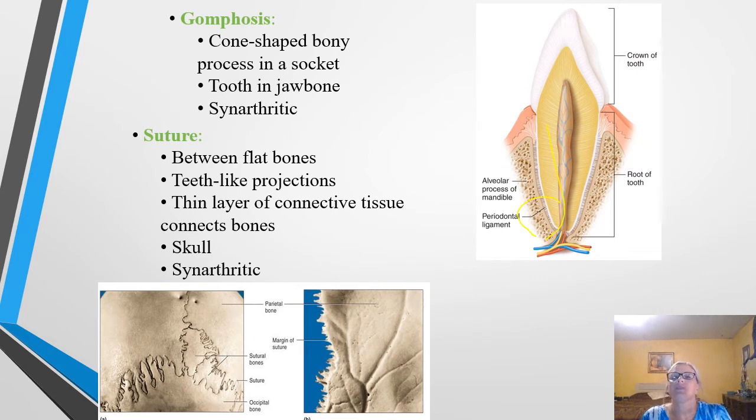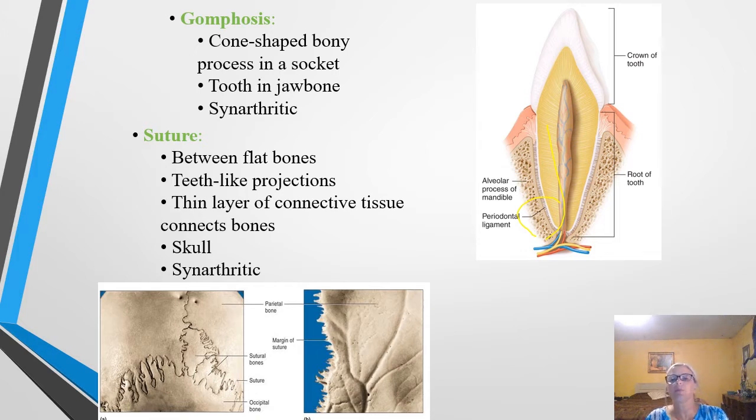So a gomphosis is a fibrous joint formed by the union of a bony process and a bony socket, which is your tooth. So a tooth that is attached to the maxilla or mandible is held in by that periodontal ligament. And then we have a suture.